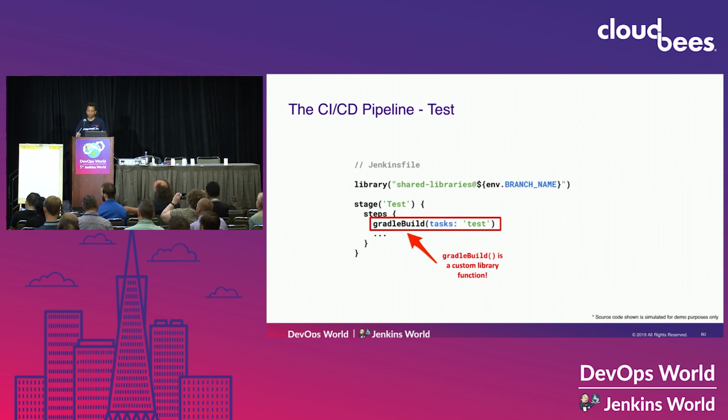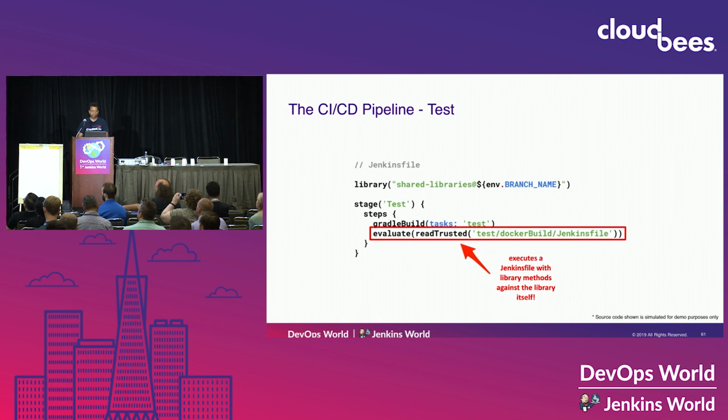And you can extend this even further by executing an actual Jenkins file with library functions against the library itself. So this helps validate that the library functions will actually run on Jenkins. So you're actually running those functions on Jenkins. And the one thing to note, though, if you have any back-end calls, you may need to stub those out if you don't want those actual calls to be made. Read trusted is a built-in feature of Jenkins.